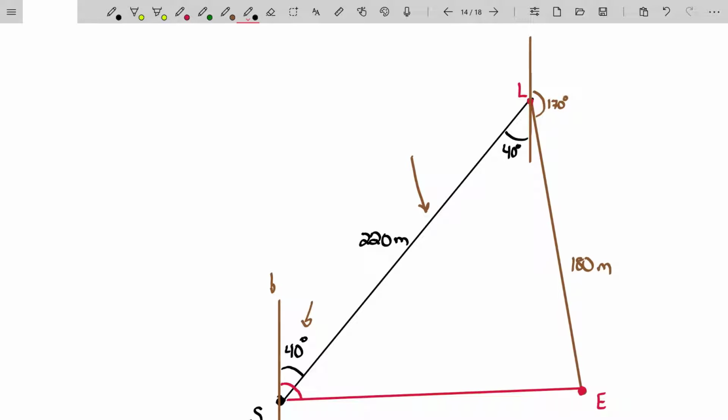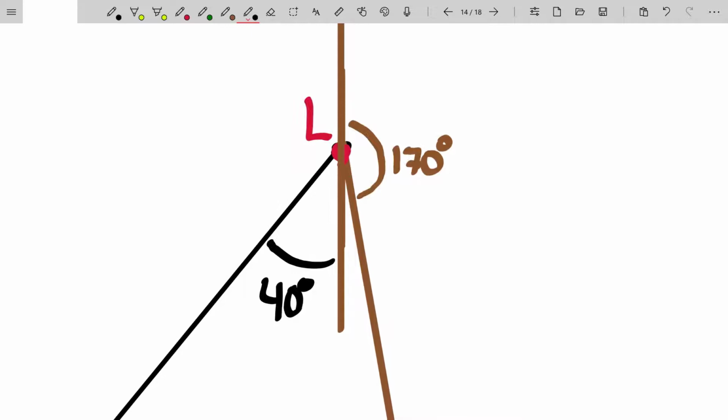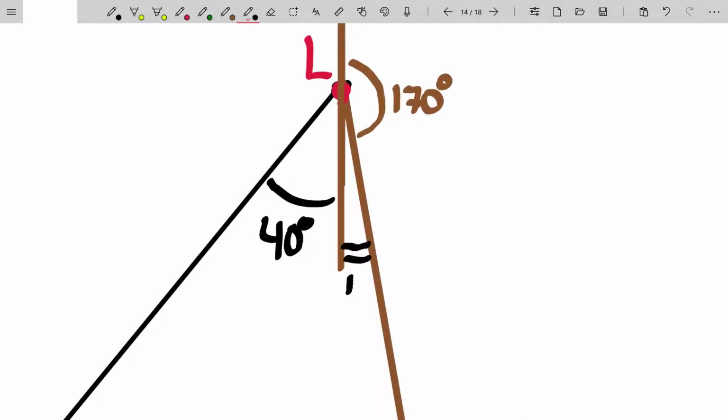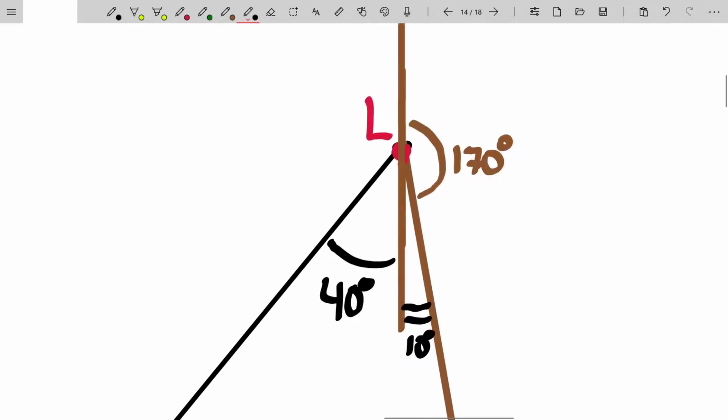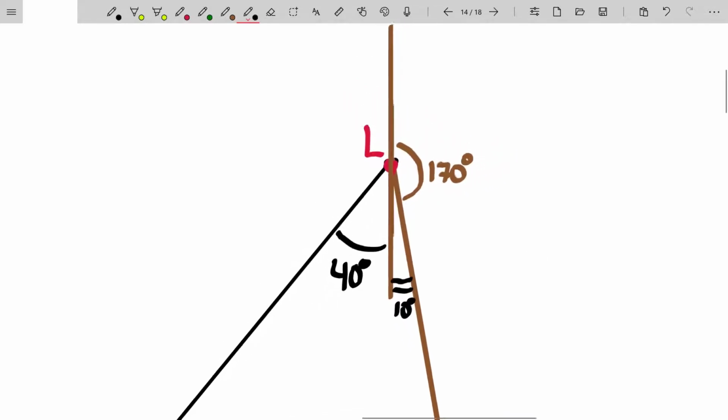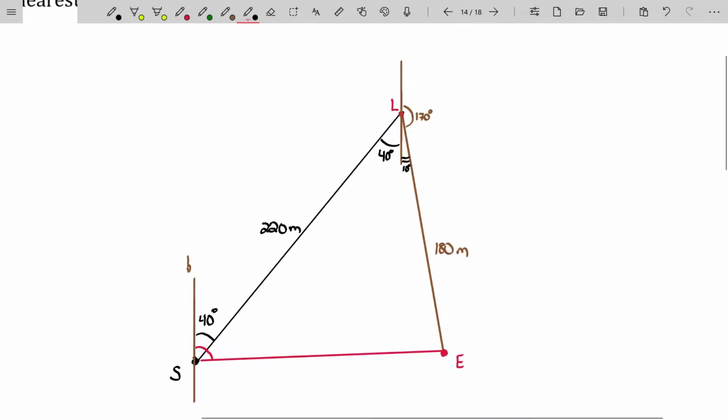These are alternate interior angles from your geometry. So we know that if this angle right here is 40 degrees, then its alternate interior angle right here is 40 degrees. We also know that on the other side of that vertical brown line, 170 degrees is taken right here. So the remaining angle here must be 10 degrees because they're supplementary angles, so it's 180 minus 170. This gives us the actual angle opposite that red line to be 50 degrees. That angle right there is 50 degrees.